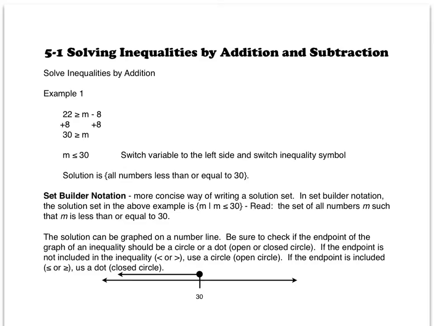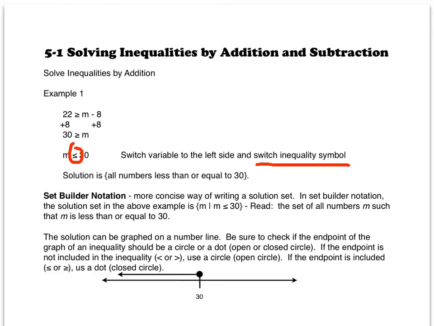We add 8 to both sides to solve, and we get 30 is greater than or equal to m. We do have to remember to switch the variable to the left-hand side, though, and when we switch the variable to the left, we have to switch the inequality symbol. So you'll notice that it went from greater than or equal to, to less than or equal to 30. The solution, then, is all numbers less than or equal to 30.